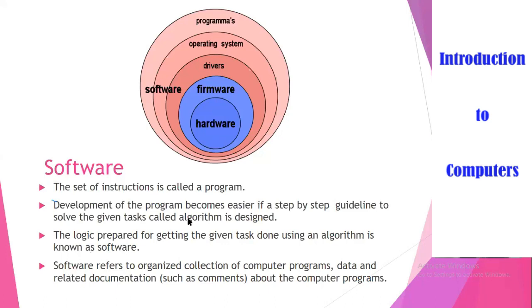So algorithm is not dependent on which programming language you are going to use for program development. For example, C, C++, Java, PHP. There are so many programming languages. But for a particular task, algorithm is same. When you are going to convert this algorithm into program, at that time only the code changes according to the programming language that you are using.